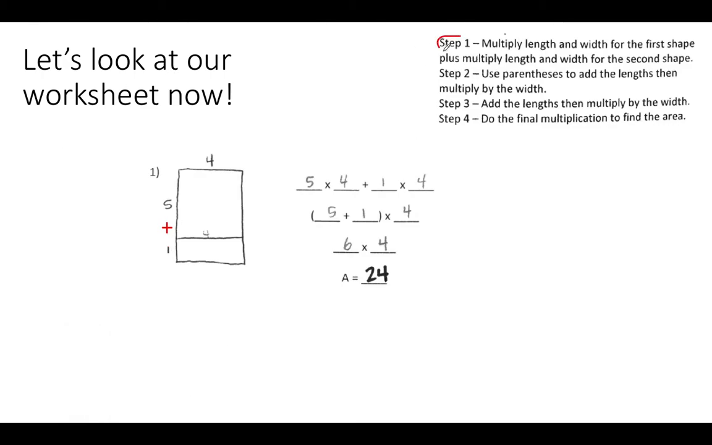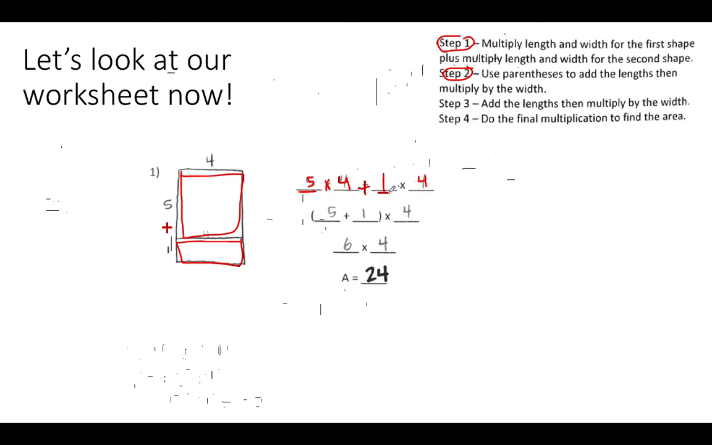Step 1, multiply the length and the width for the first shape. That's here. 5 times 4. Plus multiply length and width for the second shape. So that's here. 1 times 4. Then use parentheses to add the length times the width. These are my lengths. I can tell this is my width, that it stays the same because it's the same number for both. So that just stays.